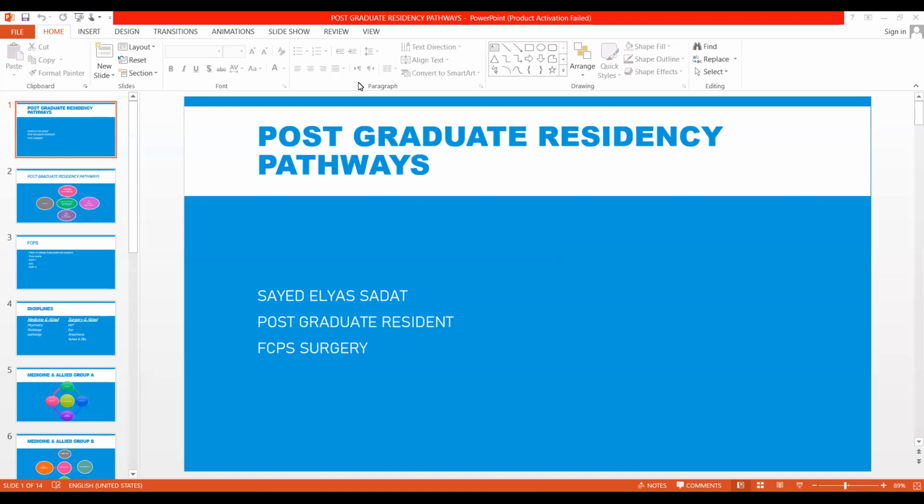Okay, as we promised you, we will have a series of postgraduate residency pathway guidelines. Fortunately, today we have one of the introductory classes where you will be familiarized with the different residency pathways, and later on we will be taking all those residency pathways one by one and explaining them to you so that you can get familiar with these postgraduate residency programs. And we will explain the drawbacks, the pros and cons of every single residency pathway.